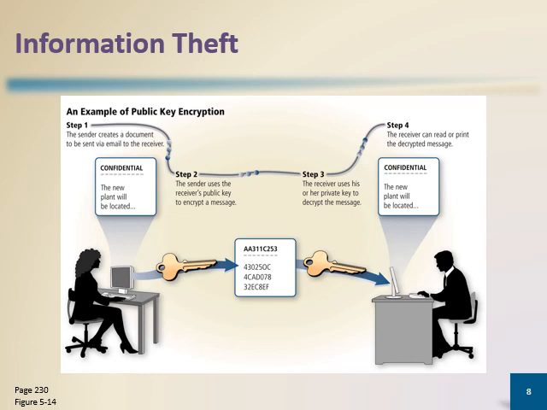The sender will create a document to be sent via email to the receiver, and the sender will use the receiver's public key to encrypt the message. So he has actually encrypted it with the receiver's public key. The receiver will use his private key to decrypt the message. When he receives this message, he will decrypt it with his private key. In that case, the private key will keep this information confidential.